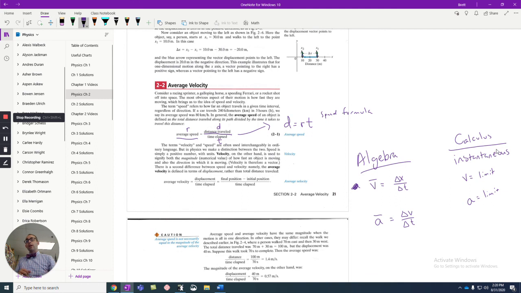Hopefully this gives you an idea of what we're talking about when we talk about scalar versus vector, and also what is average velocity, what is average acceleration, and how do you calculate those.